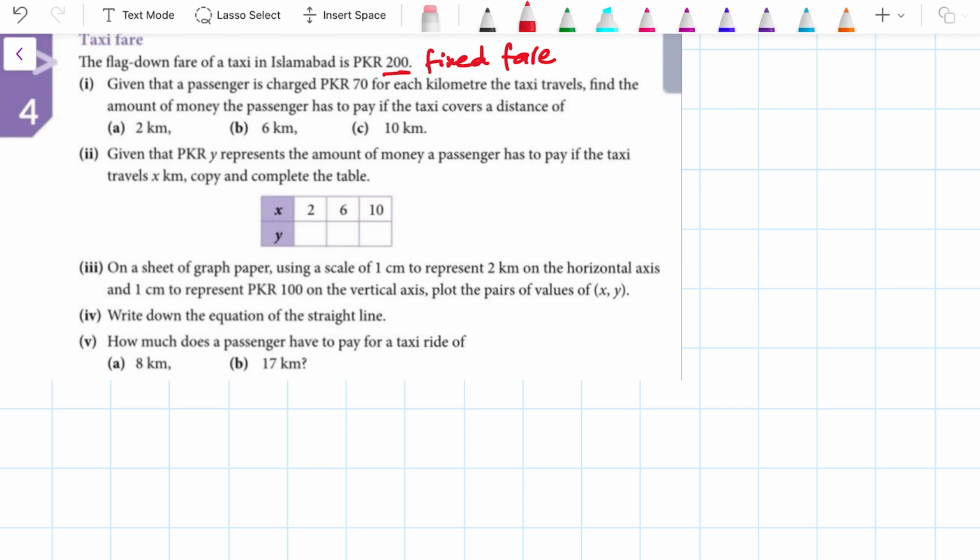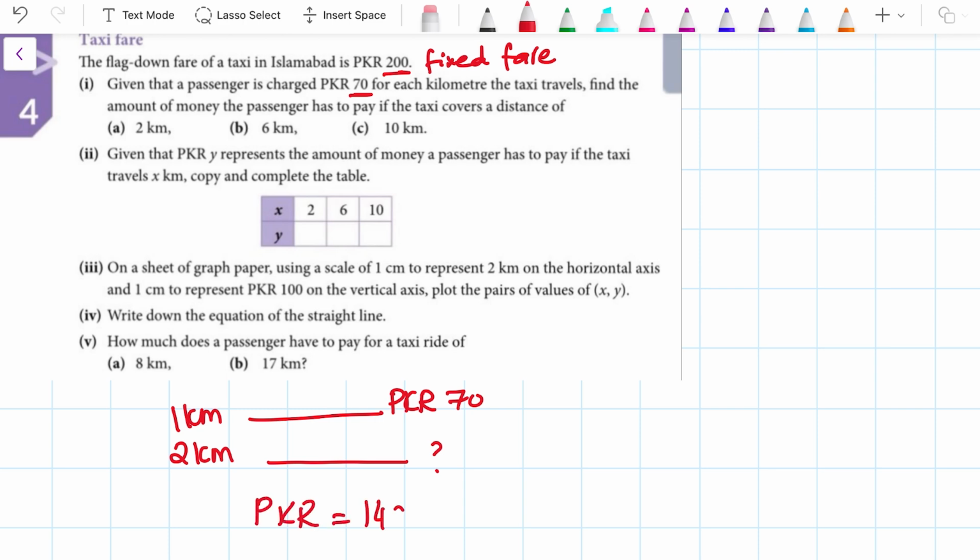Now when you're charged 70 for each kilometer, so for 2 kilometers, 1 kilometer is charged for PKR 70. So 2 kilometers will be charged for how much? 2 into 70 gives you 140 PKR, plus the initial 200, so that gives you 340. So this is what they were charged for traveling 2 kilometers.